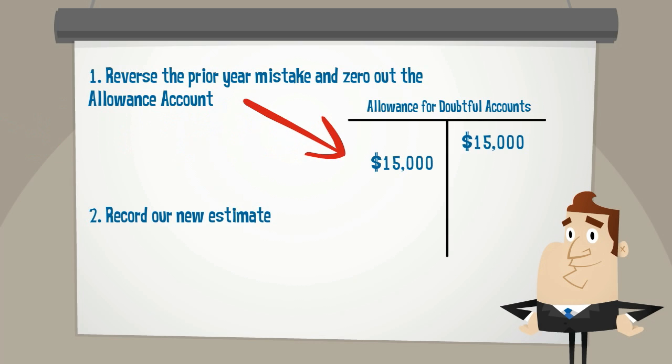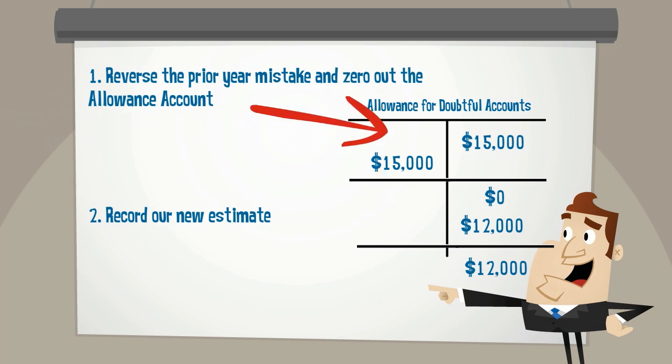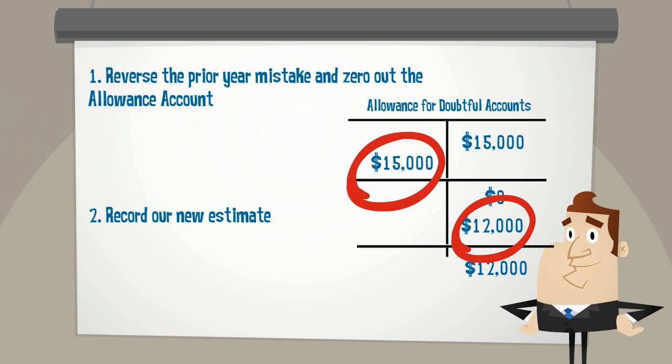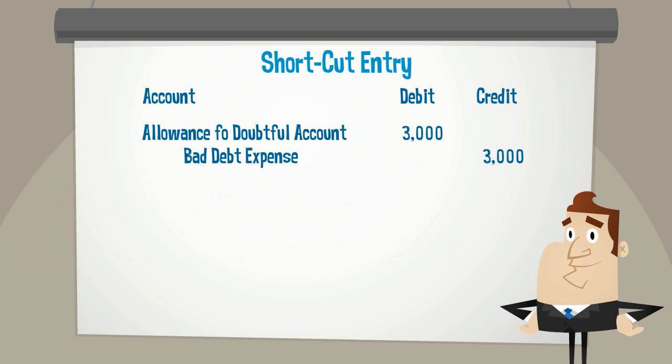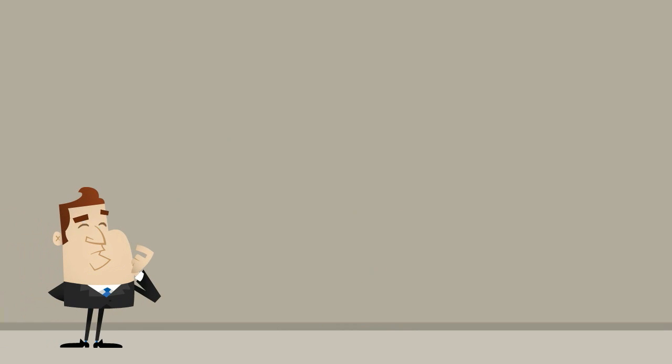Effectively, in this two-step discussion of the process, we reverse the prior mistake and zero out the allowance account, then record our new estimate. Each year, our bad debt expense is probably off a little bit because it is affected by reversals caused by prior year poor estimates. If you were to combine the entries from step 1 and step 2 above, you would arrive at our shortcut entry already described earlier of debit allowance for doubtful accounts $3,000 and credit bad debt expense $3,000. Because this shortcut entry reduces the number of journal entries and ledger posting that accountants need to make, this is what we use. In summary, it is a three-step process.